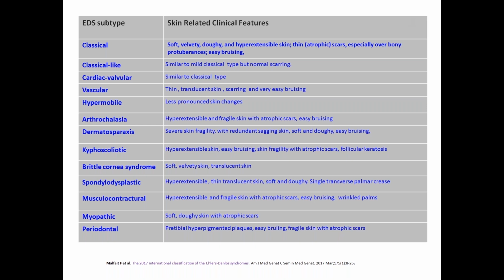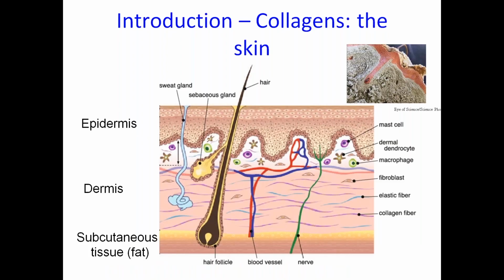So to help us understand why patients with Ehlers-Danlos syndrome get problems with skin, let's just have a look at the skin in a little bit more detail. So this is a cross-section cartoon of the skin. On the outside, we have air up here. We have a top layer called the epidermis. Then we have a middle layer called the dermis, and below that, the subcutaneous fat.